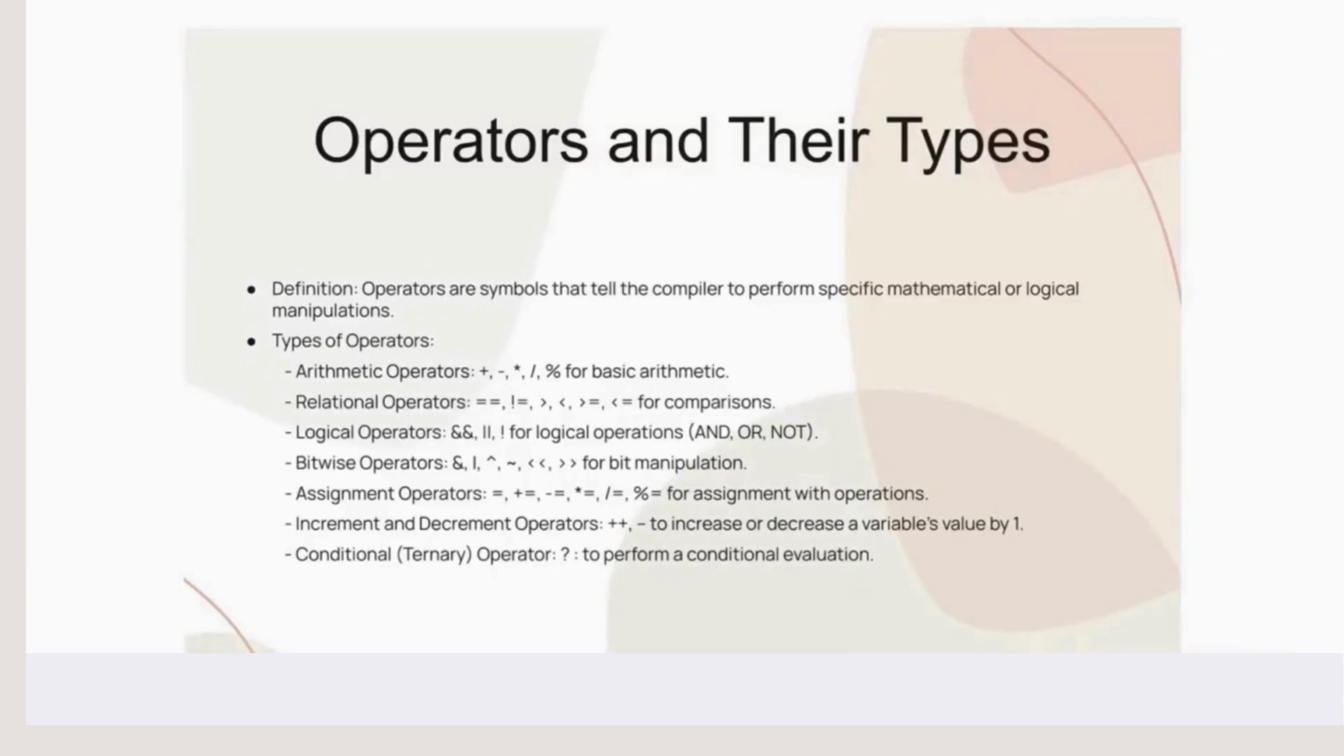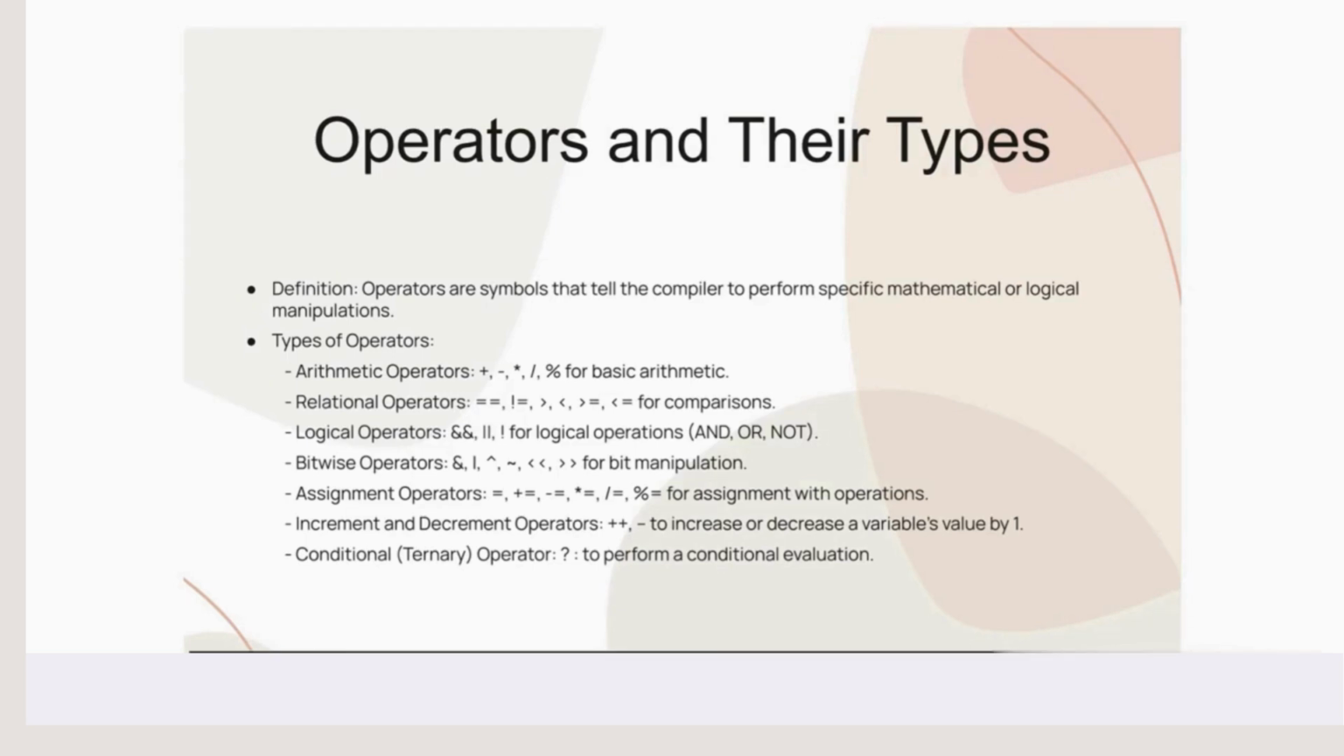Operators and their types. Operators are nothing but special symbols that are used by the compiler to perform specific mathematical operations or logical manipulations. So we need some special symbols where the compiler will understand what type of action must be taken in the given expression. There are some major types of operators and they are categorized for specific purposes. Let us see them one by one.